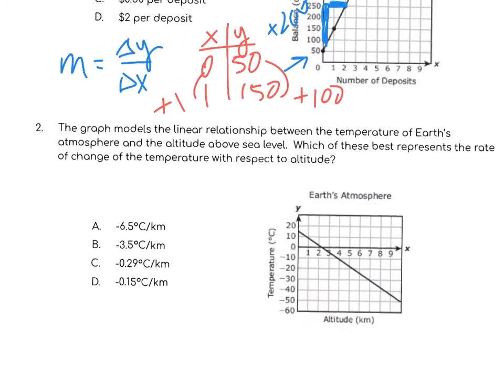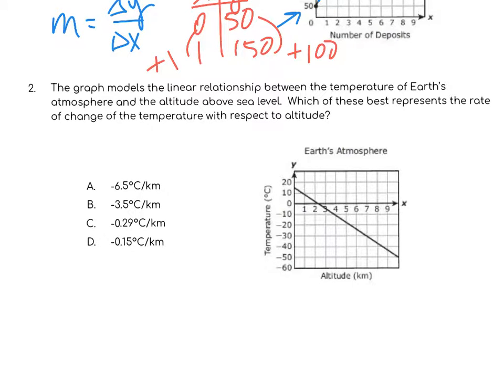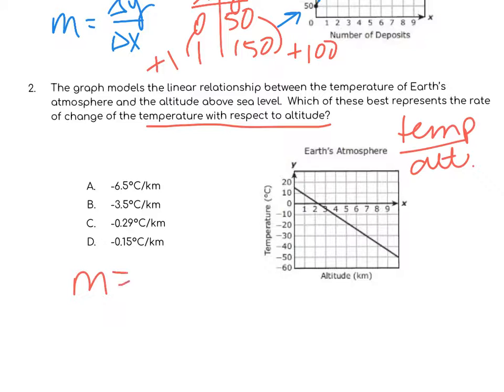All right, number 2. The graph models the linear relationship between the temperature of Earth's atmosphere and the altitude above sea level. Which of these best represents the rate of change of the temperature with respect to altitude? Because it says temperature with respect to altitude, you know you're comparing the temperature to the altitude. So if you forget that slope is the change in y over the change in x, because sometimes people do that upside down, they do change in x over change in y, that's a good clue to help you remember. So I know my slope is negative, and of course all my answer choices are negative, so that's not going to help me eliminate anything.